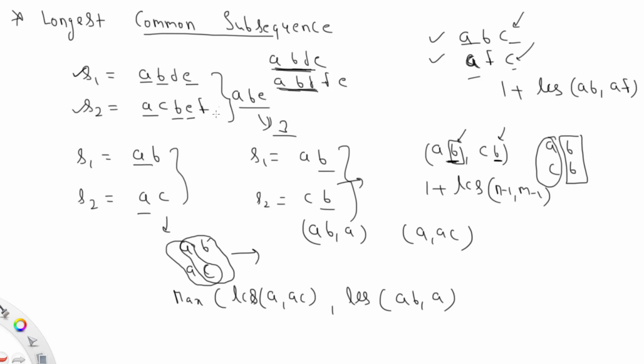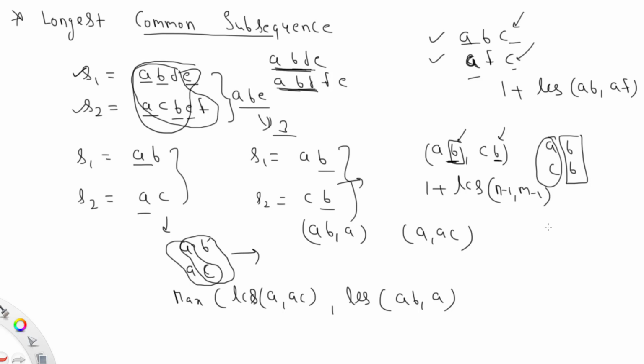Like this one, here my last characters are not matching. So I will say okay, your last characters are not matching, that is fine, but find out the maximum of this one, or you can have this one. Whatever is the maximum longest common subsequence, that will be your answer. So what we have figured out is that we will solve the question recursively, starting from the last characters.